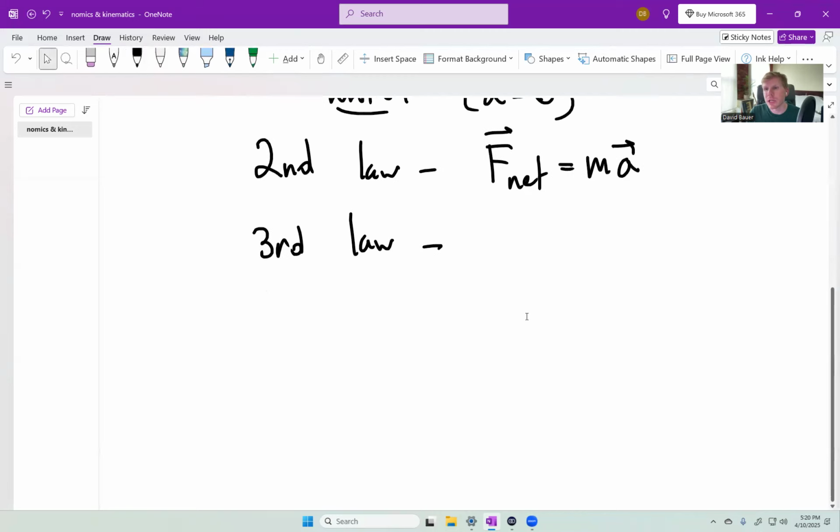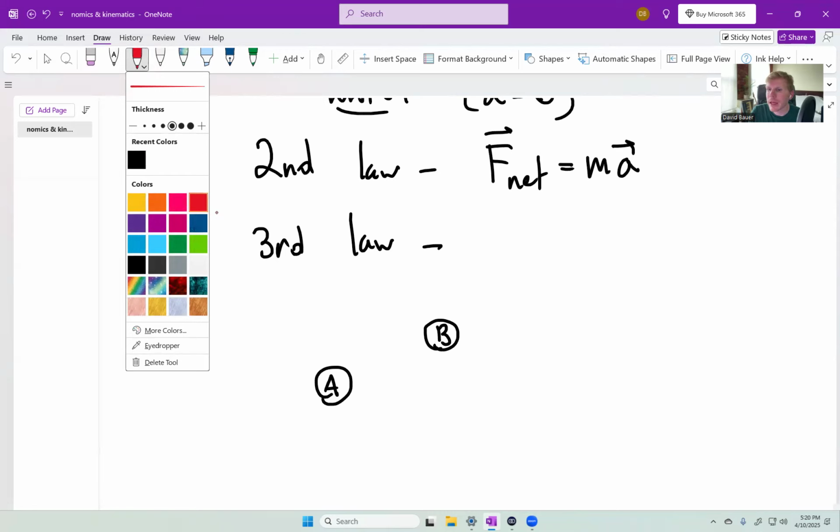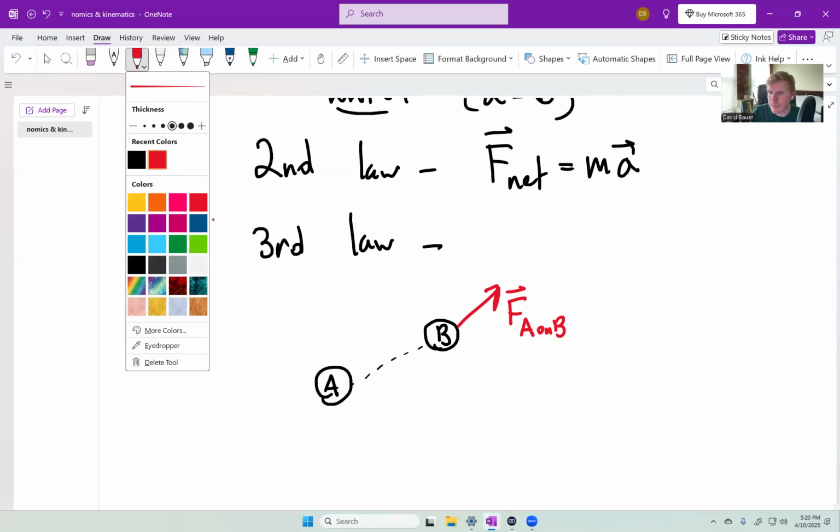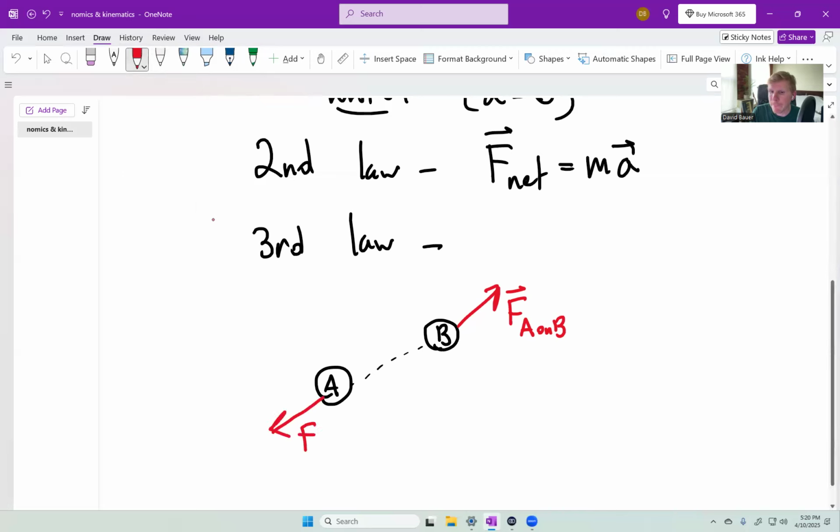It tells us if we have two objects, A and B, and if A is exerting a force on B, then B has to exert a force on A, which has the same magnitude but is in the opposite direction. Okay. So, in the context of electric charges, this means that when we have two electric charges, they're always exerting equal and opposite electric forces on each other.